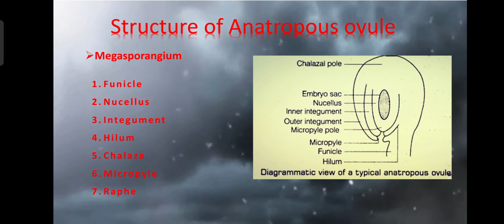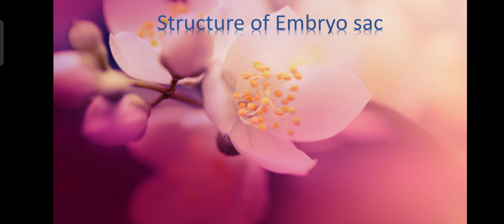Now we will study the structure of the embryo sac. Embryo sac can also be called the female gametophyte. The embryo sac is usually made up of the following types of cells. What does the embryo sac look like? It looks like this.